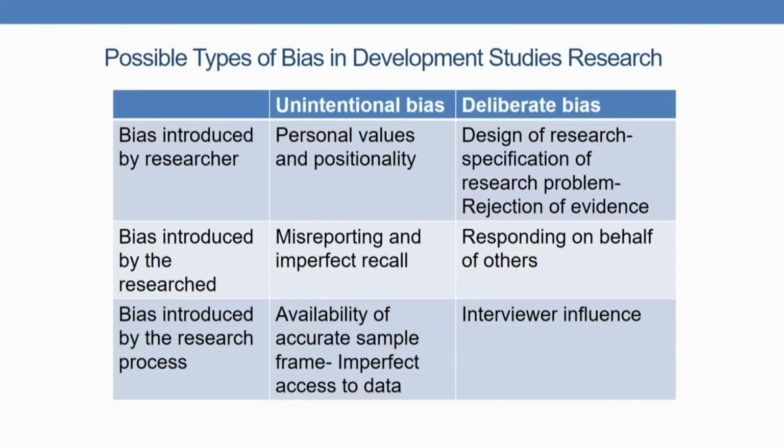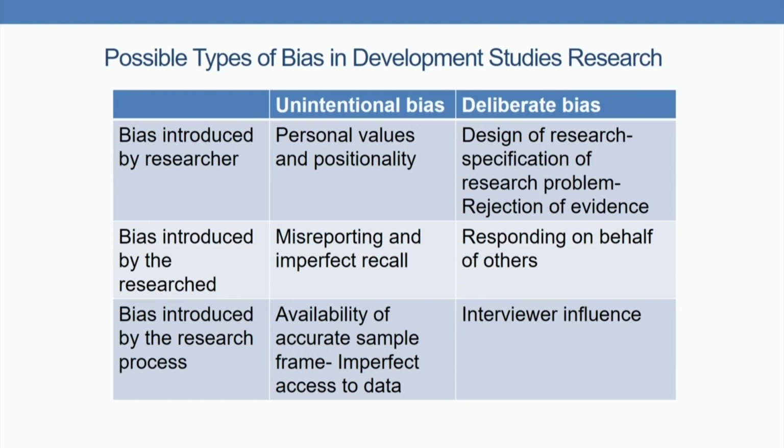Now, what are the possible types of biases in development studies research? We can categorize them under unintentional biases and deliberate biases. Both these kinds of biases can be introduced by the researcher, they may be introduced by the researched, or the subjects that we are studying, or the bias may be introduced by the research process itself.